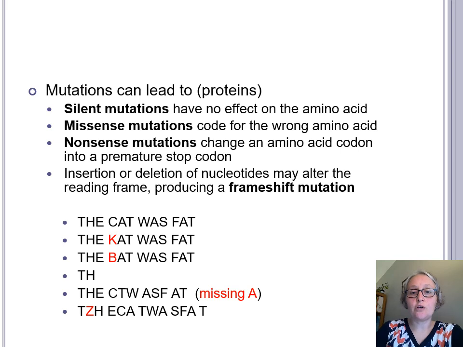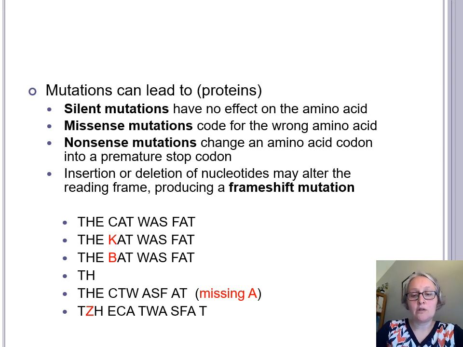Silent mutations are mutations that have no effect on the amino acid. So yes, the DNA had a mutation, but luckily for us, it didn't cause any change to the amino acid, so the protein is still functional. This happens often because the DNA code, the genetic code, is redundant. Missense mutations: there's a mutation in the DNA which causes the wrong amino acid to be placed in the protein. Think about something like we would see in sickle cell anemia.